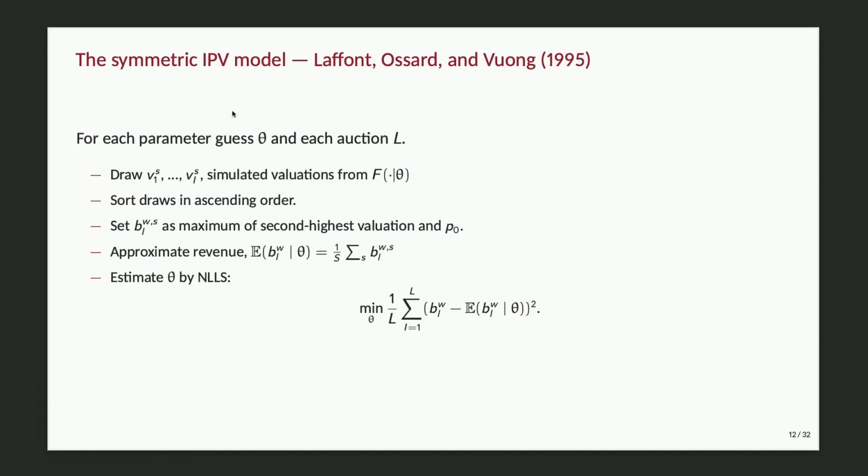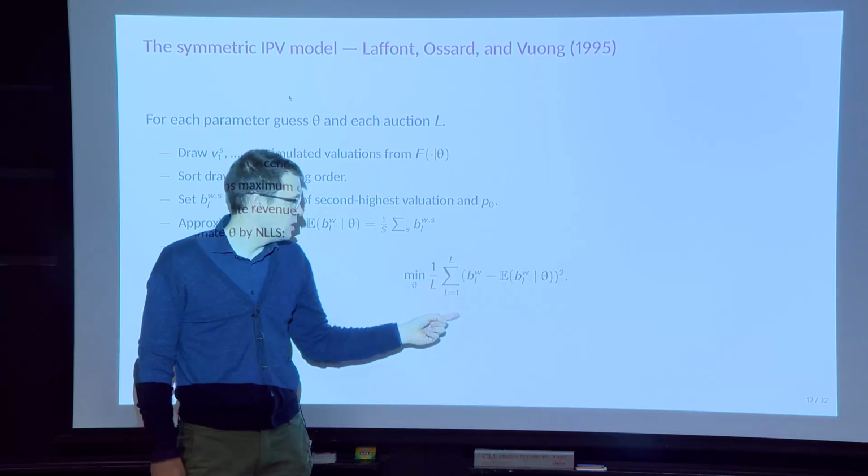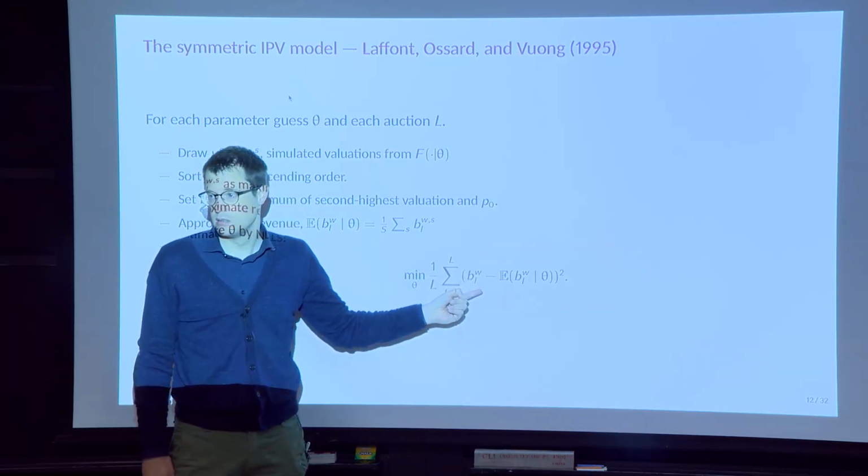So how would one then do this? This is actually really simple. You have your log normal, and for a given simulation draw, you generate a vector of valuations. You take the second highest one and set the winning bid as the maximum of that realization and the reserve price. You do this a bunch of times, and you get an expectation for the winning bid. You do this for every parameter guess, and you minimize the squared deviation. So this here is nonlinear least squares from the observed winning bids.